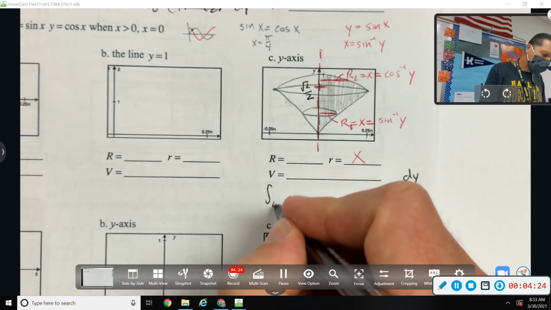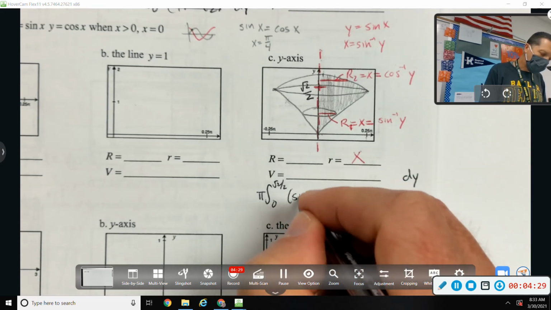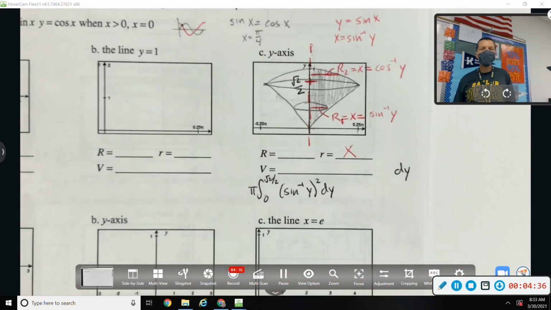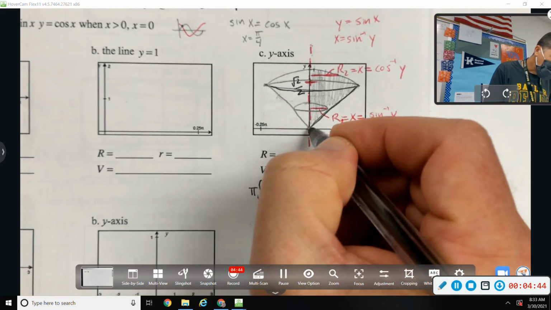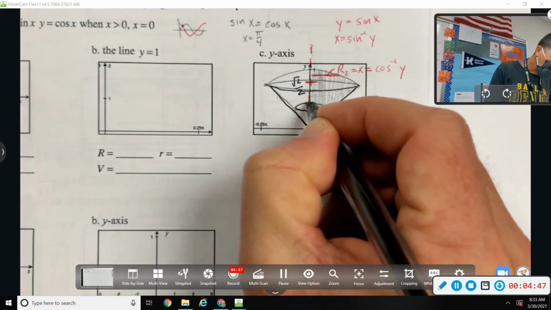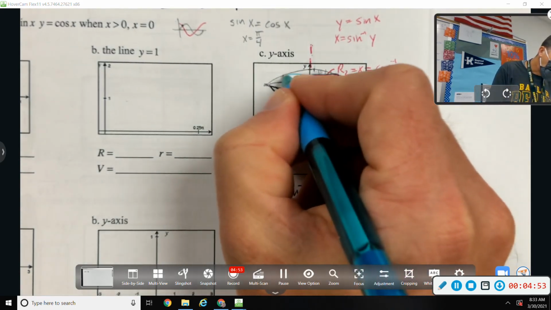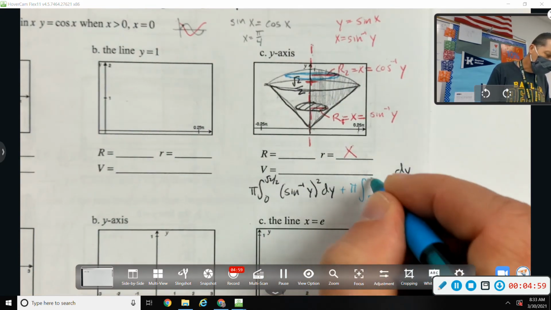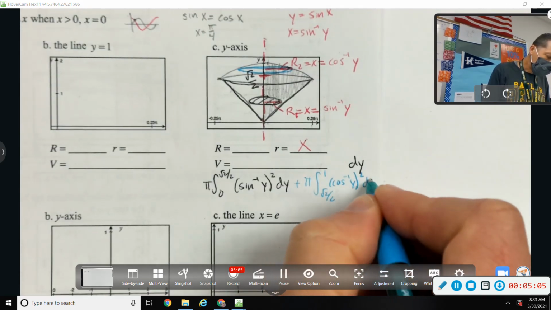So I'm going to integrate from 0 to root 2 over 2 of inverse sine of y squared dy. So that'll get the bottom cone looking piece. That would be that piece. And then you get the top piece from root 2 over 2 to 1, inverse cosine of y squared dy.